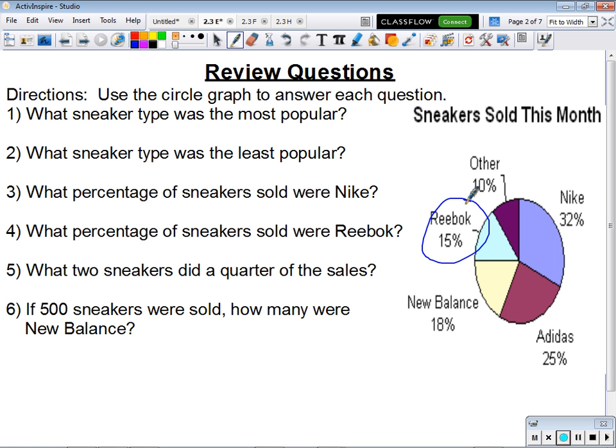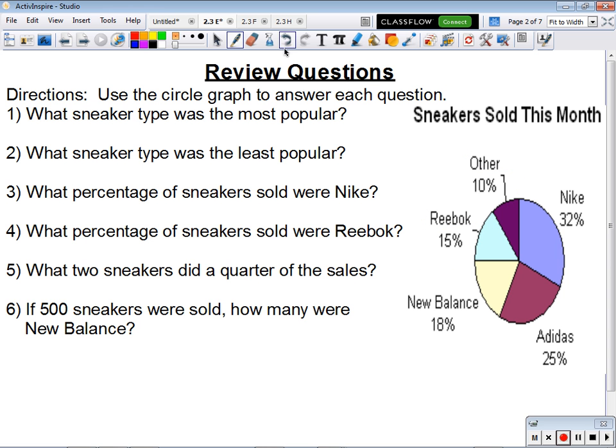So that's for number 4. Number 5 says, what 2 sneakers did a quarter of the sales? So remember, a quarter would be 25%. So I'm looking for which 2 sneakers, not 1 sneaker, but which 2 sneakers or which 2 categories can I put together that would be 25%. So that would be these 2 right here. So you would say if you put Reebok and other together, that would be a quarter of the sales, which would be 25%. And that's the answer for number 5.